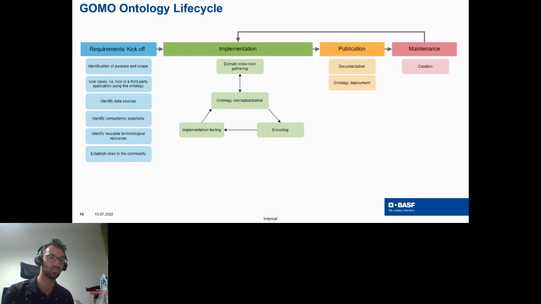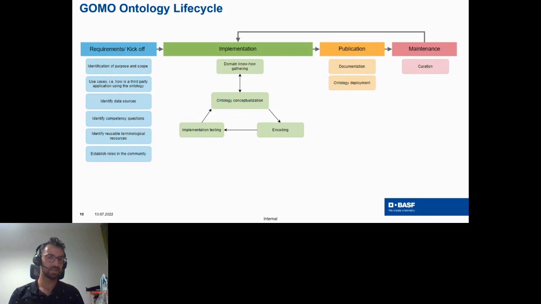Once we have these requirements done, we go to the second step, the implementation, where after different discussions with domain experts, we work in an iterative way for conceptualizing, encoding, and testing the ontology. Once we have answered all of the questions that we identified in the requirements section, we go to the publication stage. This stage is about deploying the ontology in a productive environment, but also about defining the security, defining the access rights, and having specific documentation for the ontology.